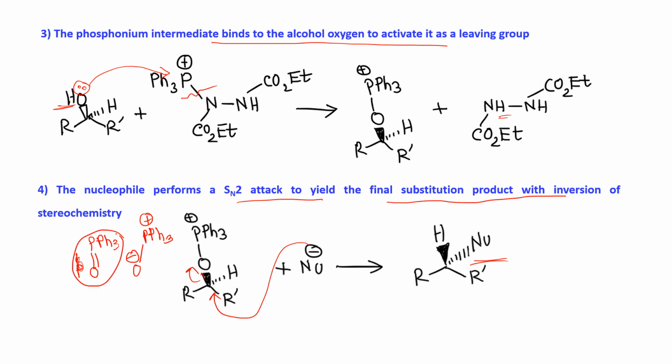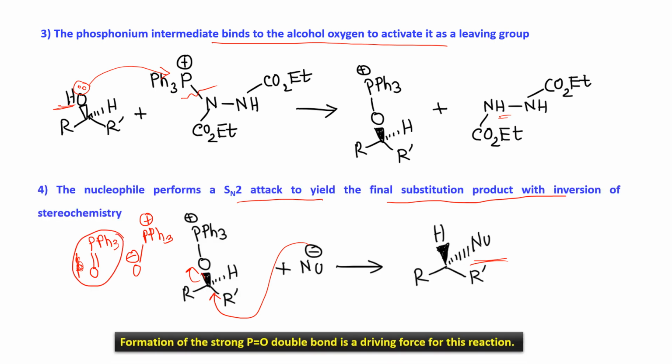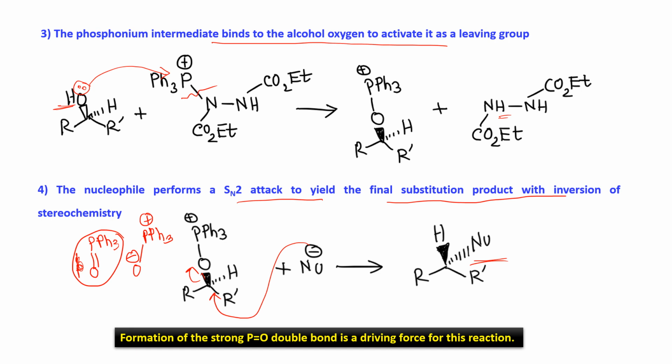This will be the side product, and the formation of the strong P double bond O, which you can see in the side product, is the driving force for this reaction. When a side product contains a strong bond, it obviously helps to shift the equilibrium from the left hand side to the right hand side.